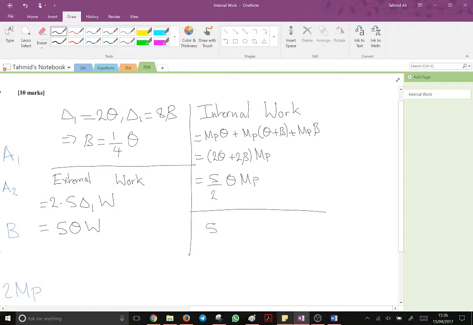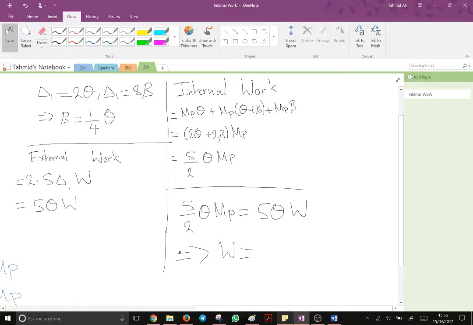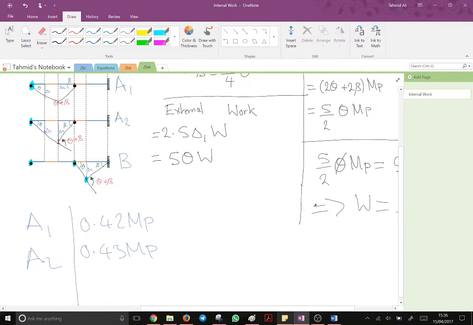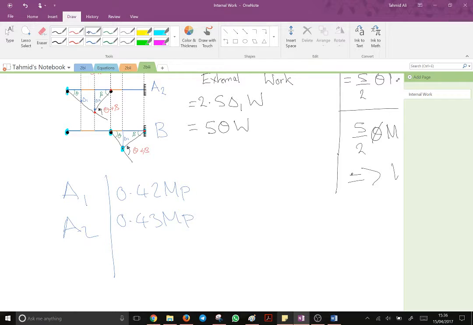So 5 over 2 theta MP is equal to 5 theta W, and this implies that W is equal to a half MP. Let theta cancel out. So back to this, we have W is equal to 0.5, a half MP.